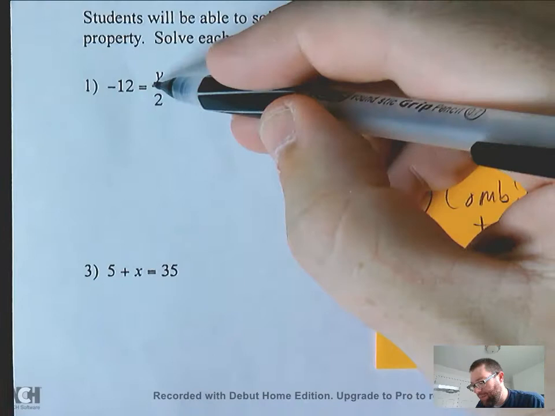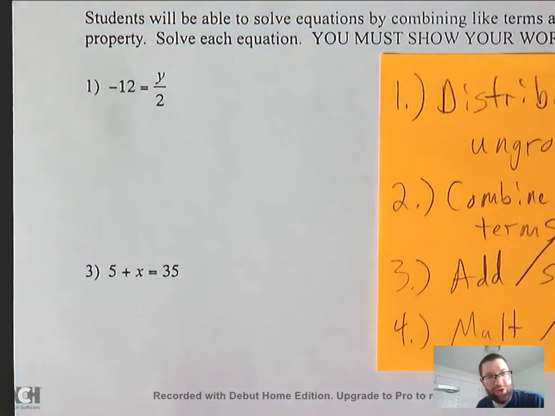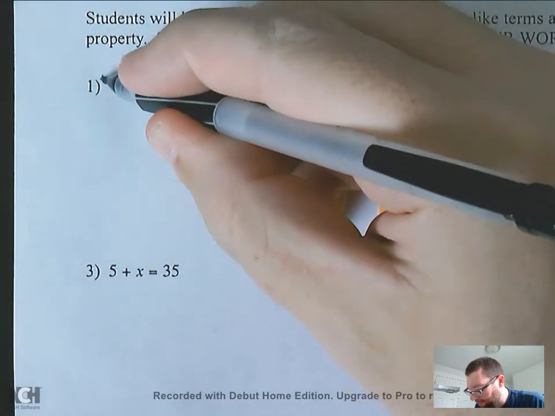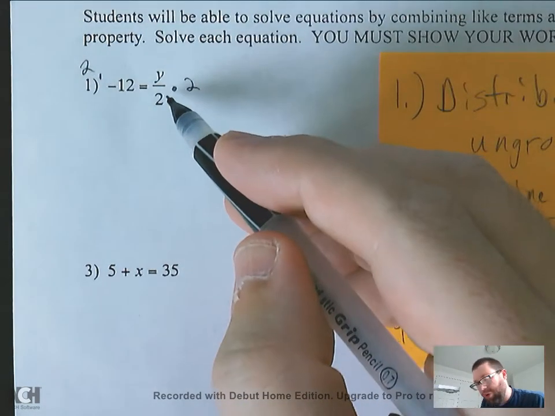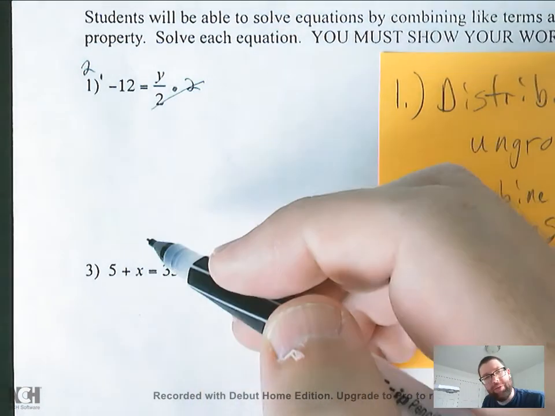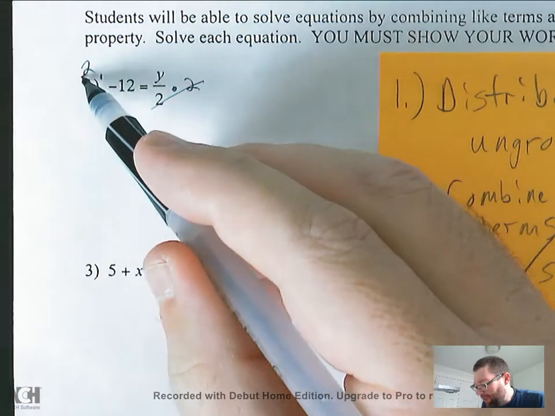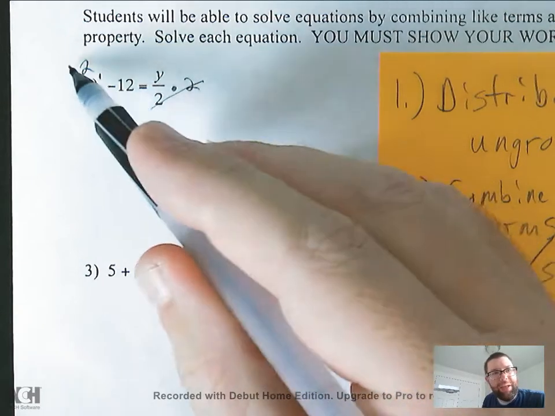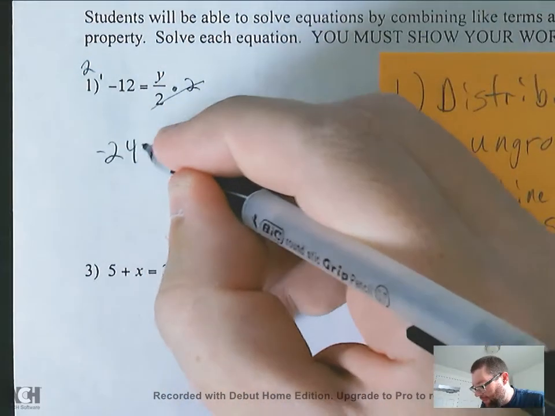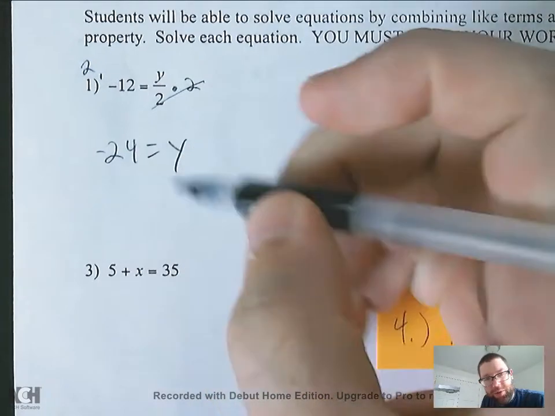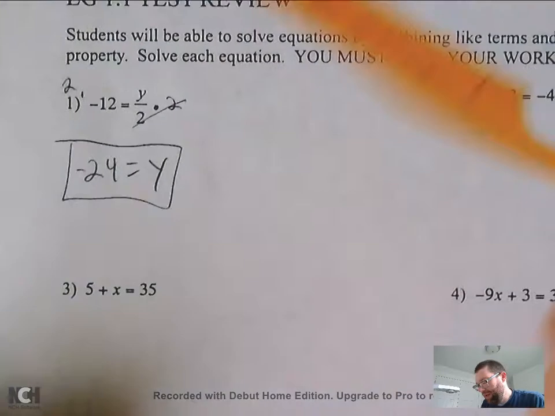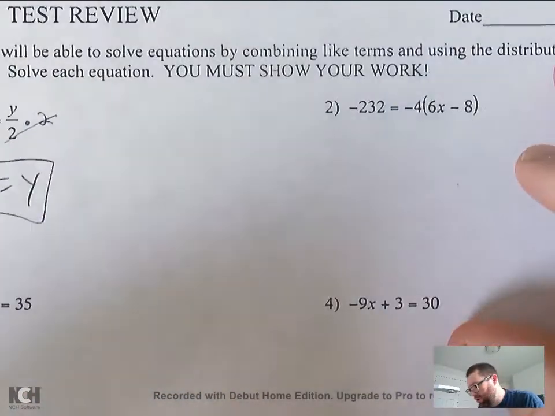To undo something dividing, you use the opposite operation, which is to multiply. So we would multiply each side by 2. Something being multiplied by 2 and divided by 2, those are opposite operations, so those cancel out. Then we have to multiply the other side to make sure it maintains equality. So 2 times negative 12 is negative 24. And now my variable's by itself. I'm all done.